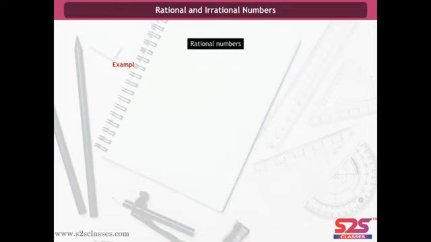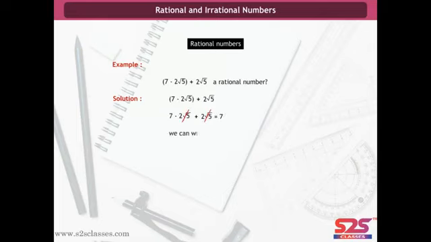Let's check it. Example. Is 7 minus 2 root 5 plus 2 root 5 a rational number? Solution. We have 7 minus 2 root 5 plus 2 root 5, which is equal to 7. We can write it as 7 by 1. Thus the number 7 minus 2 root 5 plus 2 root 5 is a rational number.